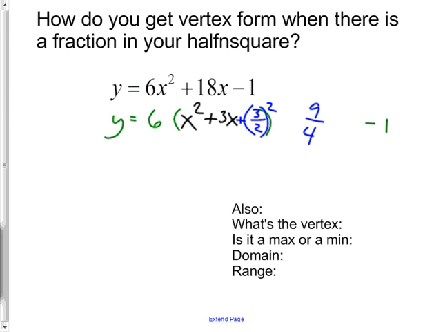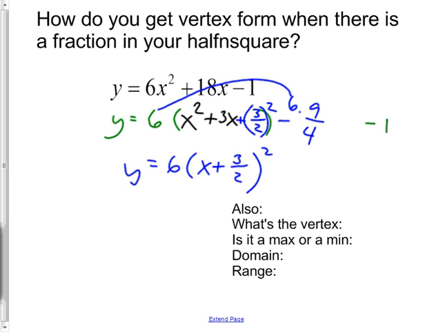And then this 6, you remember, the 6 has to also hit over here. 6 times that, and this one's negative. So there's a lot to remember there. y equals 6 times (x plus 3 halves) squared. How many got the first part right? Good, but that's the easy part. The hard part is the end part.